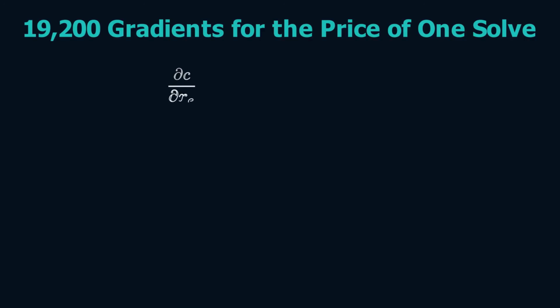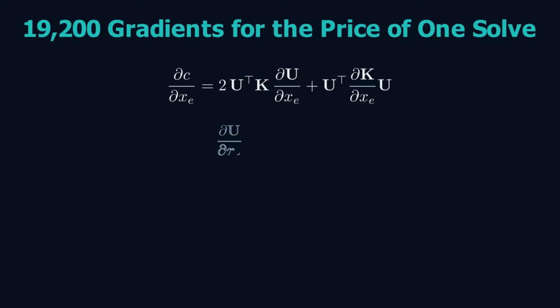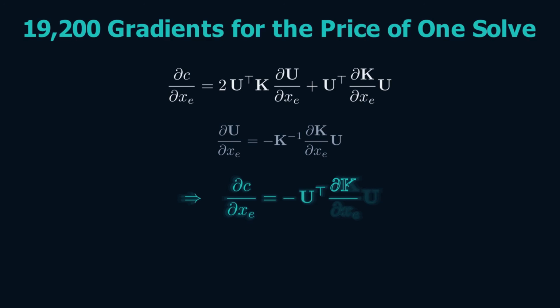Differentiate compliance, remembering the displacement U itself depends on the design. You get 2 terms, one of them involving that expensive derivative of U. But differentiate the physics equation KU equals F, and you can substitute that expensive term away entirely. The 2 U transpose K terms cancel, and the whole gradient collapses to a single clean expression. The adjoint problem turns out to be the problem you already solved. The structure is self-adjoint, so there is nothing new to compute.